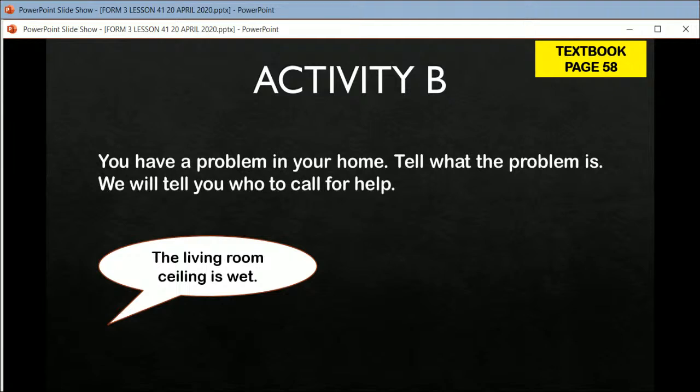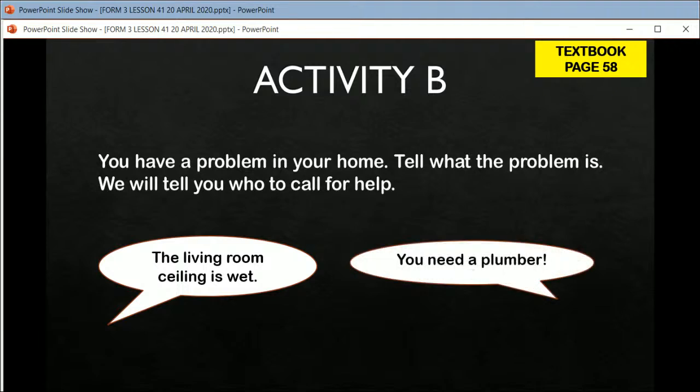Let's do it this way. For example, Nushin writes a problem. Nushin says, the sink in the bathroom is leaking, right? So say Chan Fong wants to answer Nushin's problem. She will say, I think you need a plumber. Remember, I think, I believe, right? I think you need a plumber, all right? Or you need a plumber. So you have to mention the name, Nushin, you need a plumber.